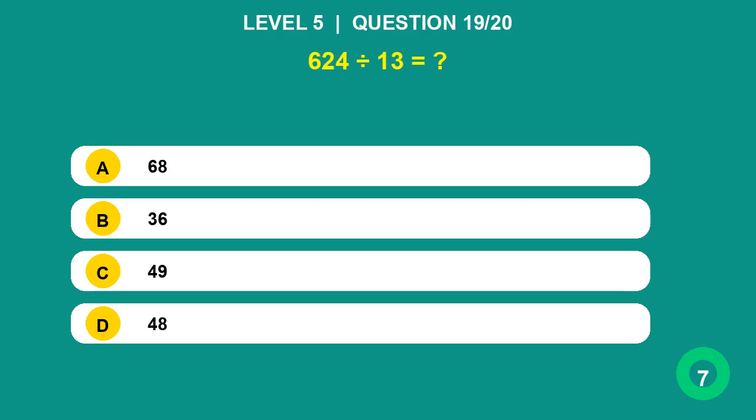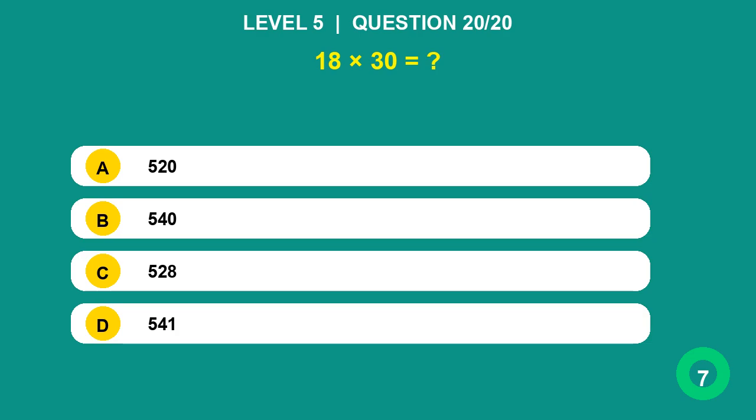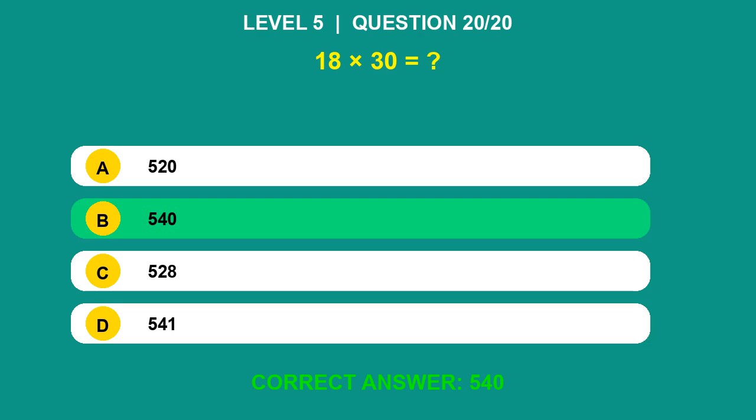624 divided by 13 equals? Answer is 48. 18 times 30 equals? Answer is 540.